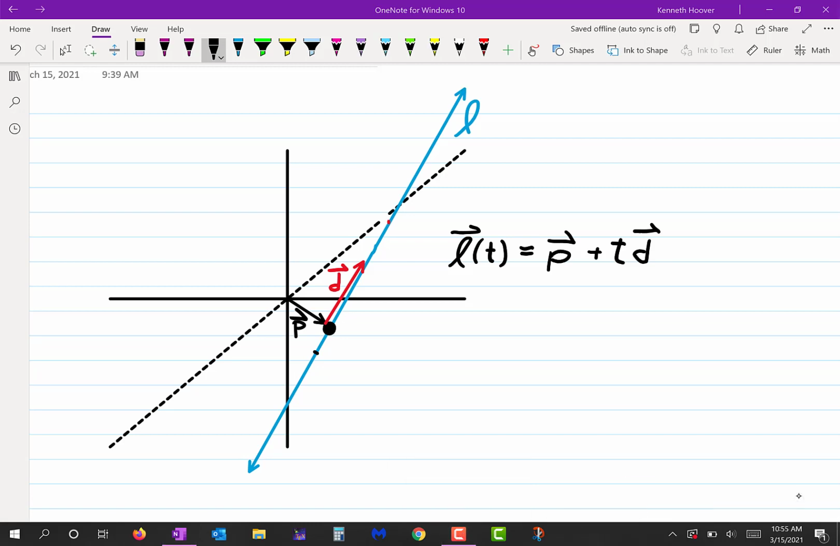Okay, now this point right here is called the initial point of the line, but I want to make this really clear to you. That point could be any point on the line. It's not really the first point on the line. There's no such thing as the first point on the line. Okay, but some people call it the initial point. So let's summarize this.